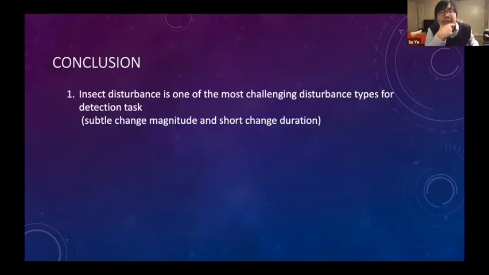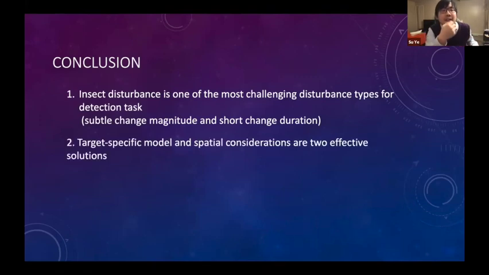Okay, some conclusions. First, I think insect disturbance is definitely the most challenging disturbance type for the detection task. That's because it has a small change magnitude and also a short change duration. Second, I provided two solutions. First, the target-specific model. Second, considering spatial information for detection.